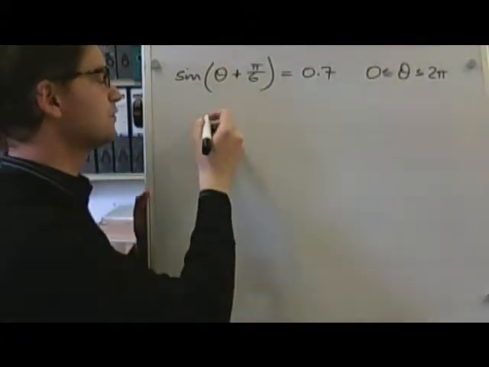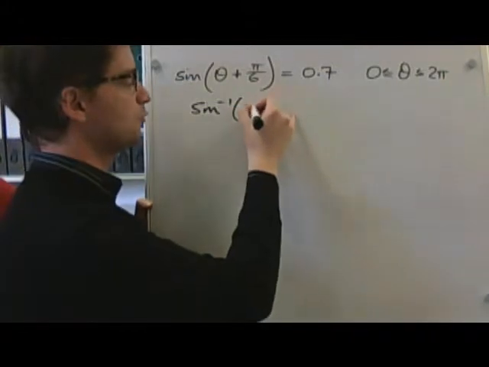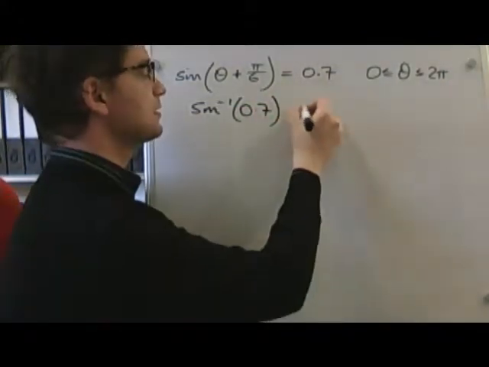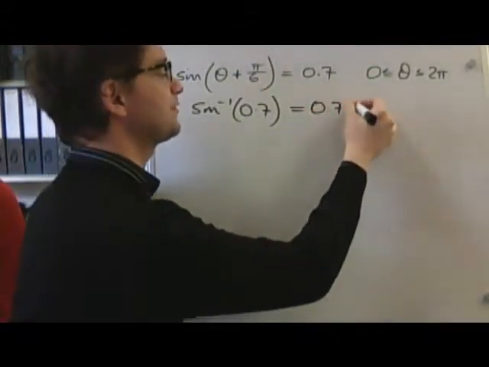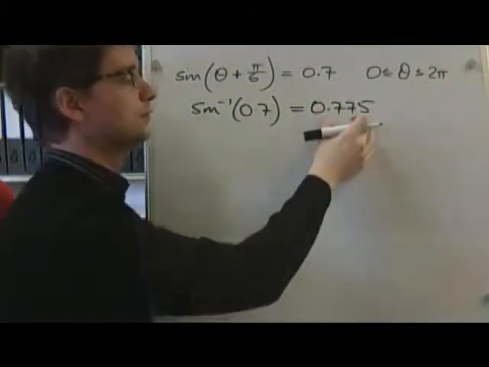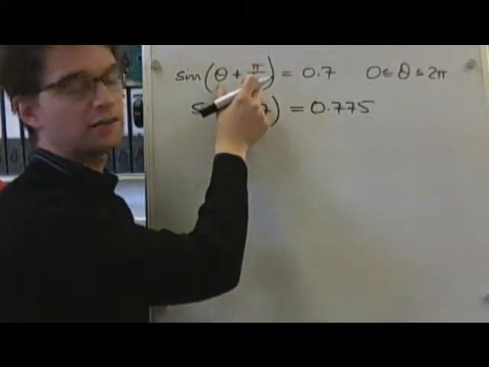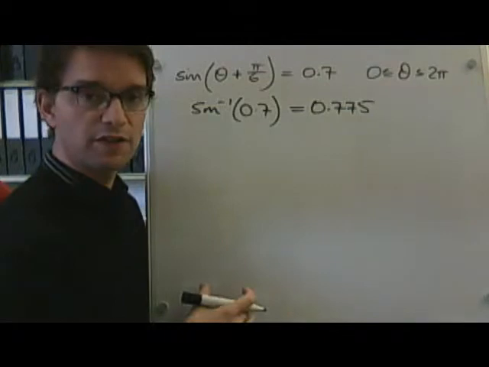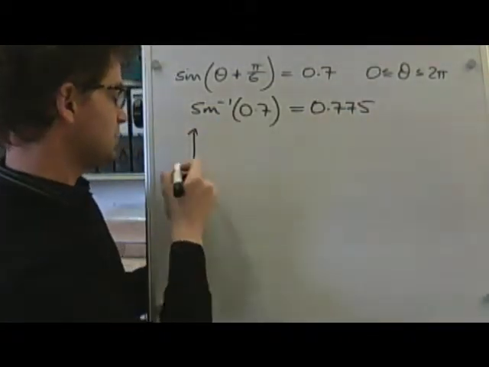We're going to start off by taking an inverse sine of 0.7 to get an initial value. And the calculator shows me that that is 0.775. You just use your inverse sine button on your calculator. What you found here is an initial value for theta plus pi by 6. And in the same way as we've done with other trig equations, we're going to use the sine curve to find some other values.